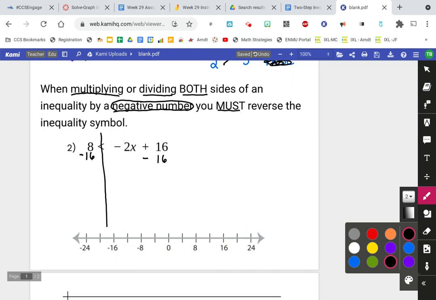Now, here's where kids will start trying to flip the symbol. But what did we just do? We subtracted 16 from both sides. Does this say anything about subtracting 16? It doesn't say subtracting. It says multiplying or dividing. So at this moment, we have absolutely no reason to flip that inequality symbol. If you cannot tell me why you are reversing the symbol, then you're probably doing something wrong if you just flip it for no reason.